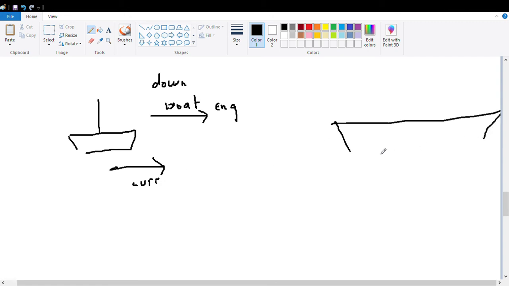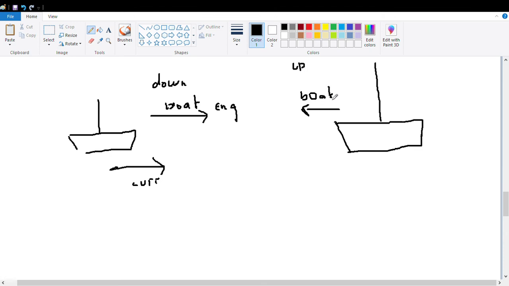And now this is scenario 2. This is upstream. This is the boat, this is upstream, just in case. This is the boat engine. And this is the current.